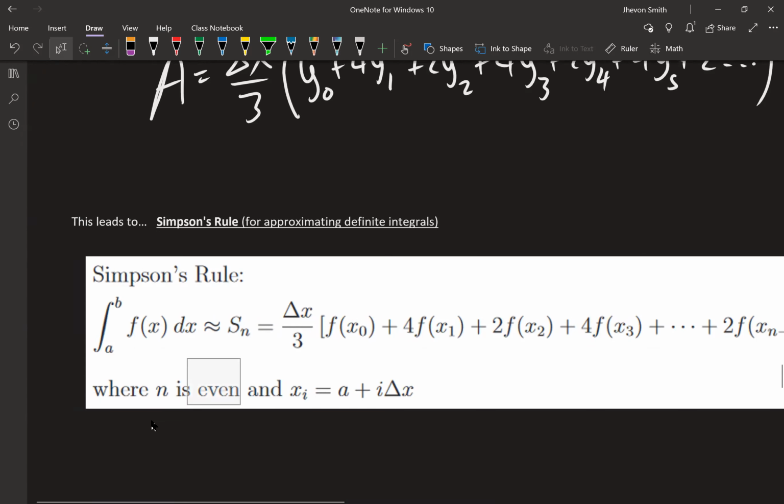And again, here your n is even. That's something you have to remember for Simpsons Rule specifically. You need an even number. And of course, your delta x is the same thing, b minus a over n. Yeah, it's pretty convenient. It's a very nice formula.